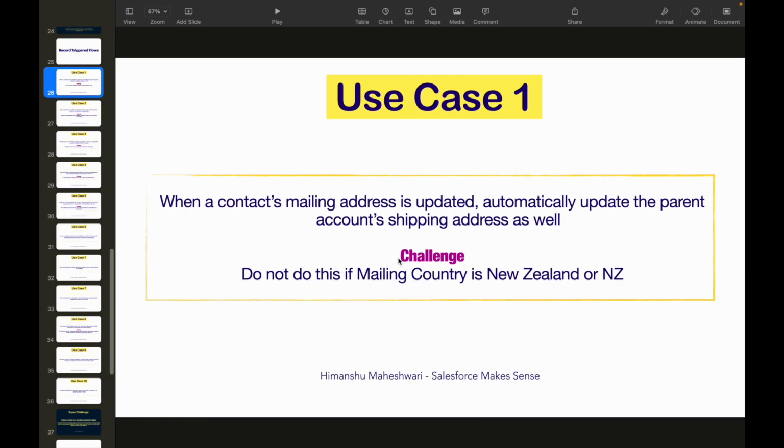Now let's take a look at the challenge. The challenge says do not do this. Basically, do not execute this use case if the mailing country that has been populated is either New Zealand or NZ. So you don't want to execute this particular feature or flow automation if the country is chosen as any of these two.